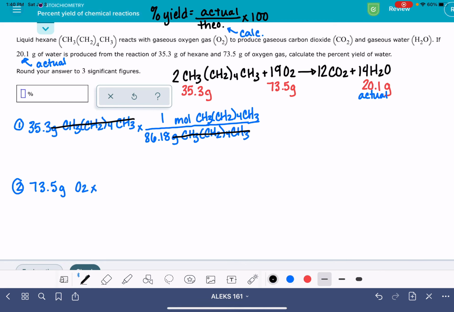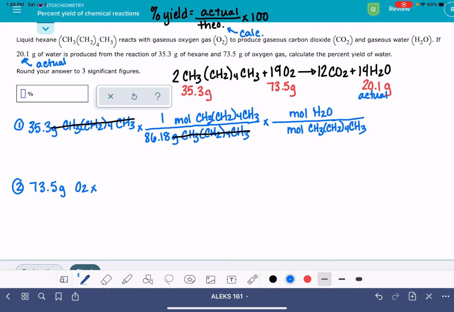And then the next thing that we want to do is a mole to mole conversion. So we want to get rid of these units of moles of CH3. Oh my gosh, this is such a long formula. CH2, 4CH3. We want to cancel that unit out. We're trying to figure out water. So we want to convert into moles of H2O.